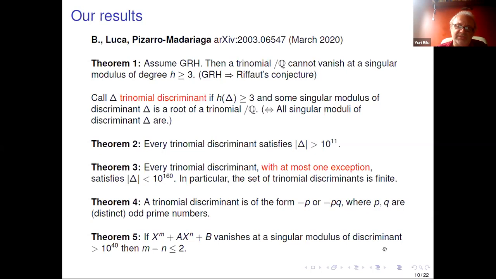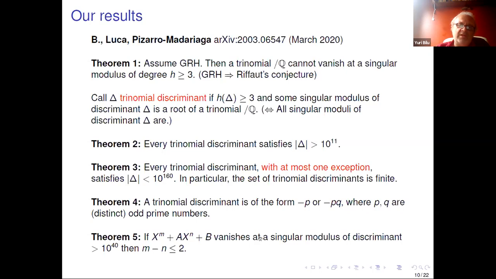But if it vanishes at singular moduli of such a discriminant, then its two degrees are very close to each other. So for n, the only possibilities are m minus one or m minus two. It cannot be smaller than this. So m and n are almost the same. These are our results. While the conjecture is not proved, I think there is some work.